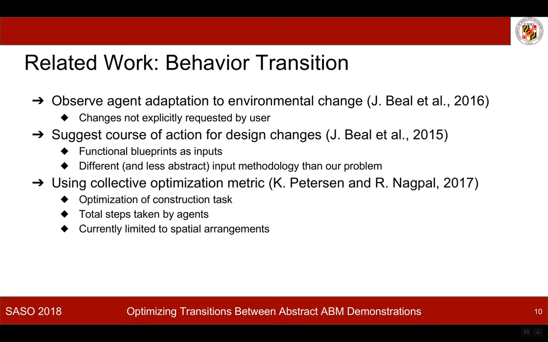Specific to the contributions of this work, there's been a number of efforts in behavior transitions. The first paper by Beal looks at what happens when a sudden environmental change takes place and how the swarm will adapt. An example of this would be placing an object in the middle of the world and the swarm must adapt around it, forming some kind of shape. This was limited because it only explored what would happen if a change occurred, rather than attempting to achieve a specific shape.